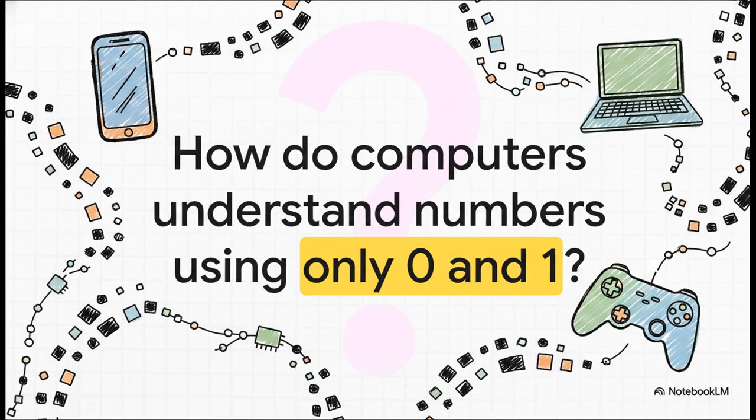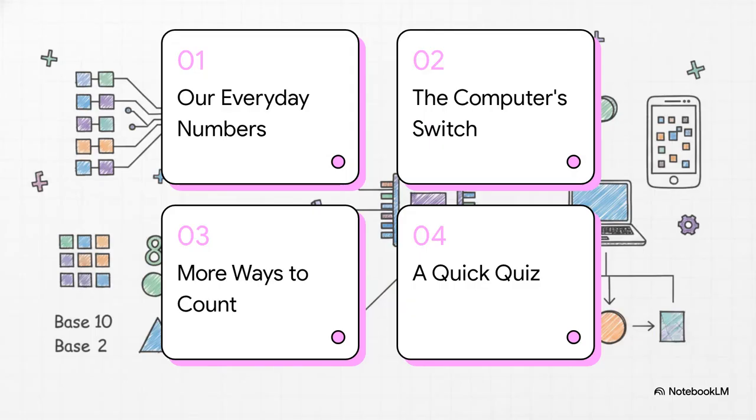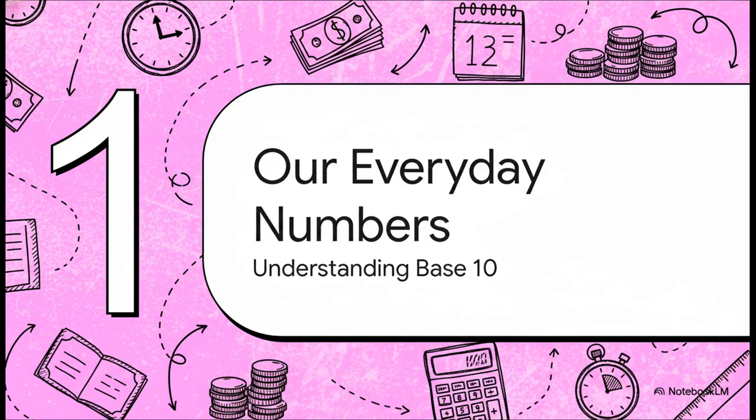So how on earth is that possible? Well, that is the big secret we are going to unlock right now. So here's our game plan. First, we'll start with something familiar, our everyday numbers. Then, we'll dive into the computer's light switch language. After that, we'll check out some other cool ways to count. And finally, we'll wrap it all up with a quick quiz to see what's stuck. Let's do this.